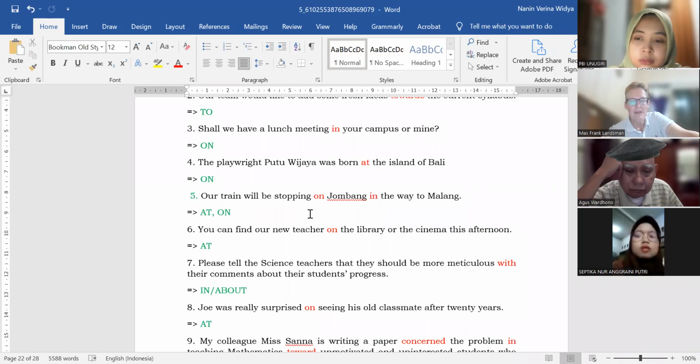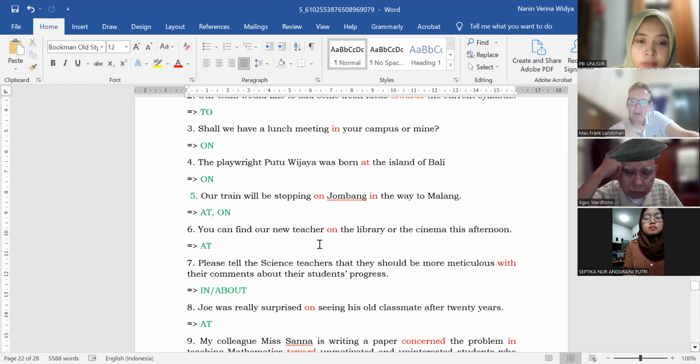In the way is when you're blocking my passage or you're playing squash and somebody jumps in front of you. You're in the way. I can't move. That is different. So here, our train will be stopping at Jombang on the way to Malang. Okay. Number 6, you can find our new teacher on the library or the cinema this afternoon. Two possibilities. Places of education and of entertainment.